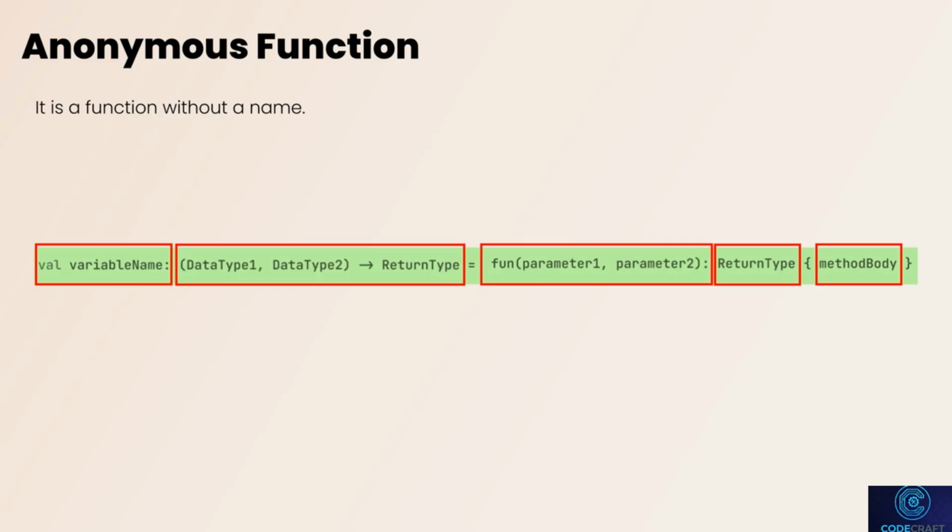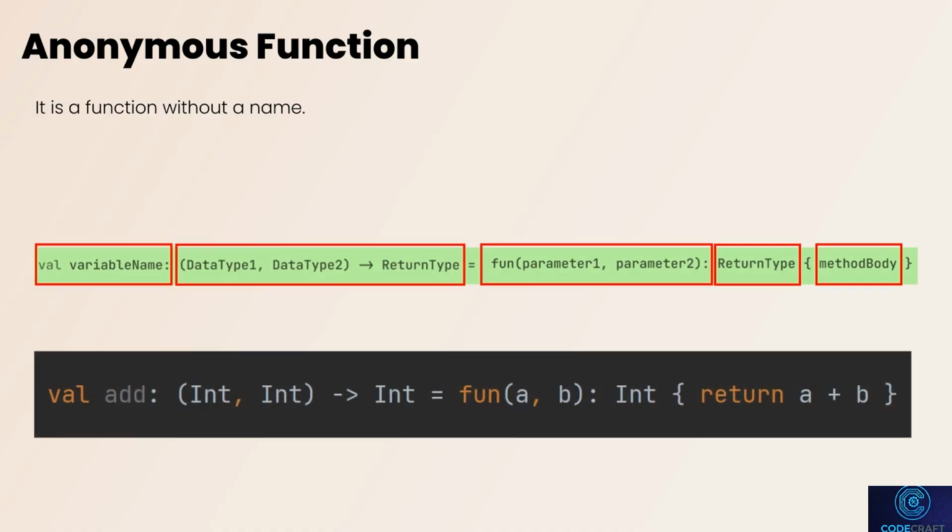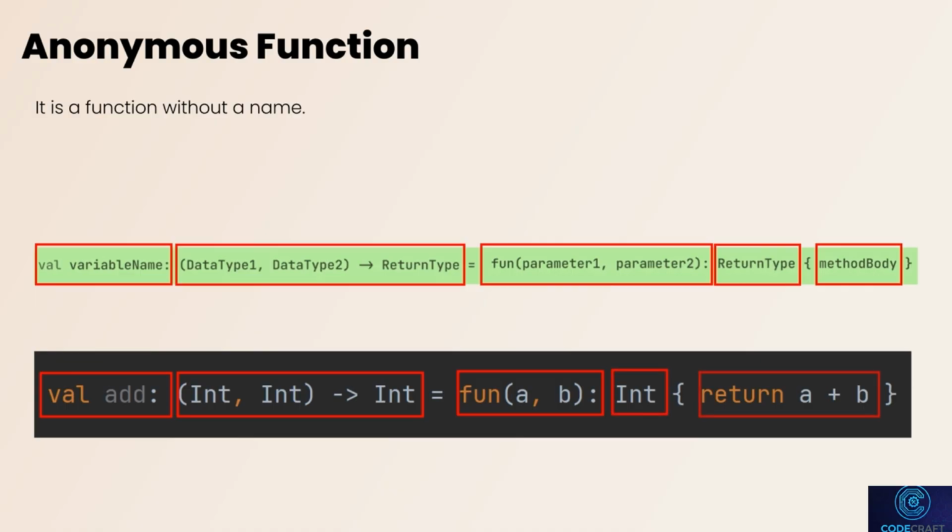Here's the basic syntax of an anonymous function in Kotlin. For example, val add. This is the variable name, the Int, Int are the data types of the parameters, and Int is the return type. We have the function keyword fun, which takes the parameters a and b. The return type is Int, and the method body here is return a + b. You can see the return statement is specified in this anonymous function.